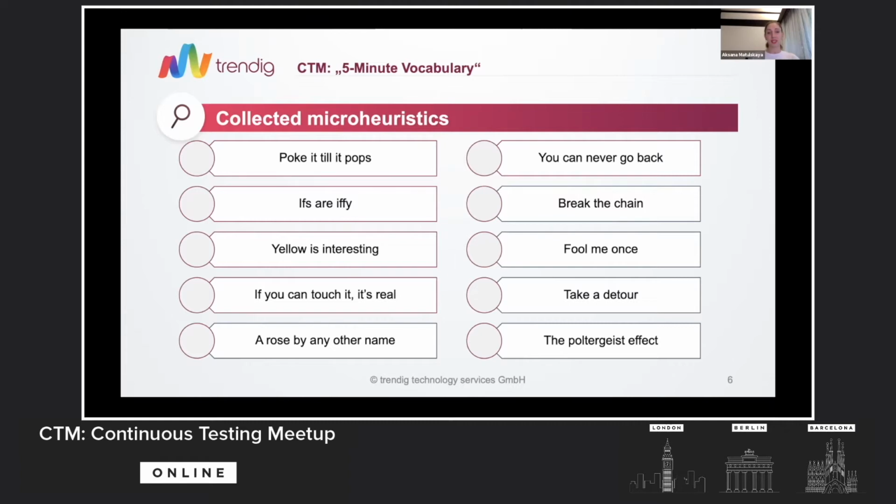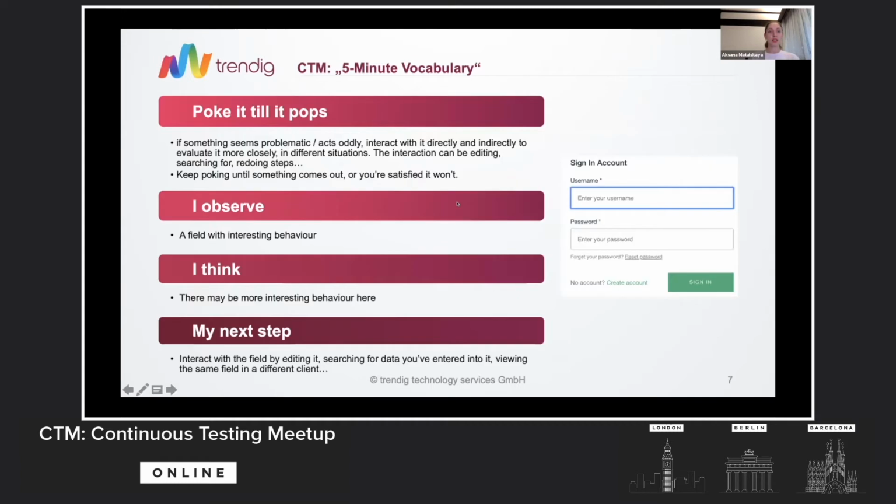Unfortunately, we have no time to look into all of these microheuristics, but I will explain the first 3 of them. The first one is pocket till it pops. Each microheuristic can be described with four parts: description, what exactly it means, what I observe, what I think, and what would be my next step if I use this microheuristic. So the first one, pocket till it pops.